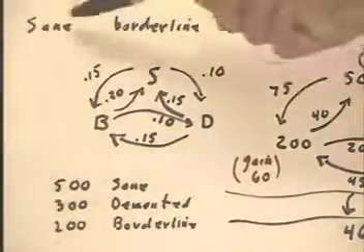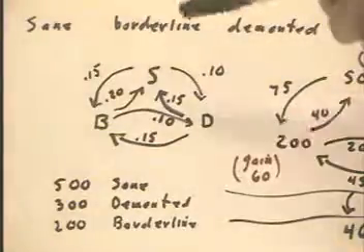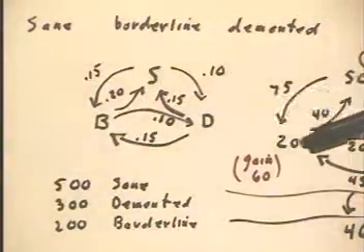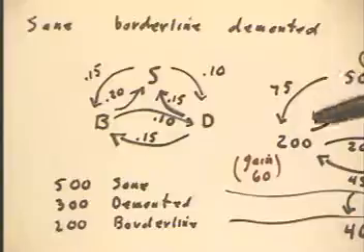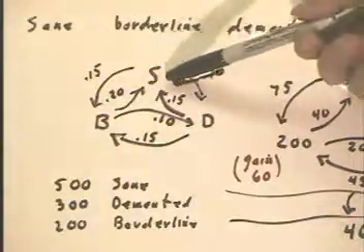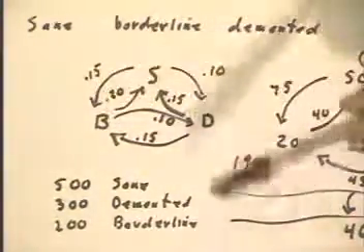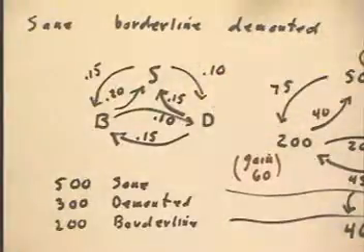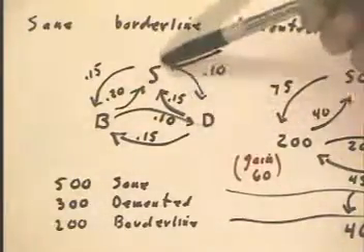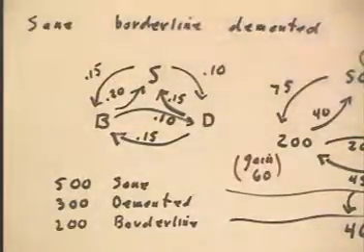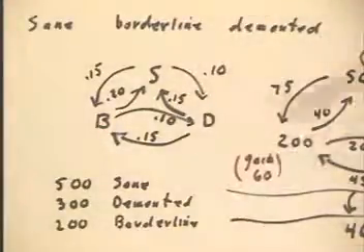Here we have a model similar to the sane demented model, except we have a new category, borderline. If 15% of your sane become borderline, and 10% go to the demented, of course that's going to leave the remaining 75% of the sane in the sane category.